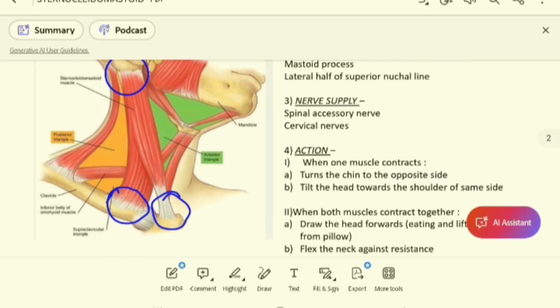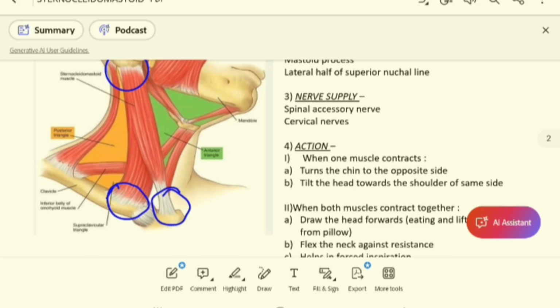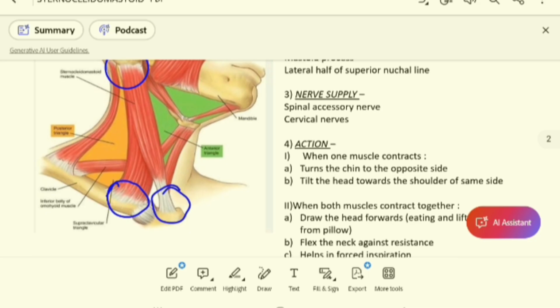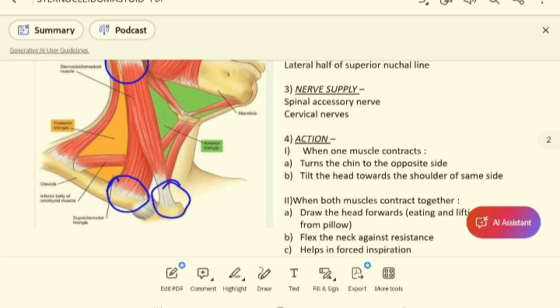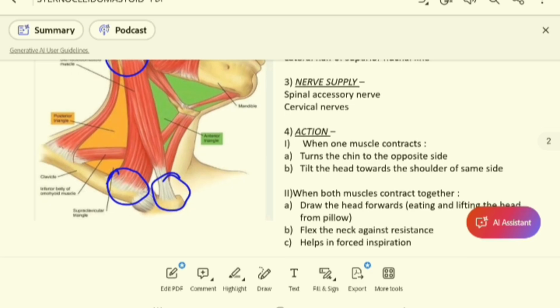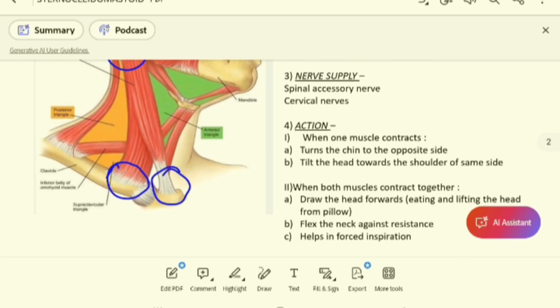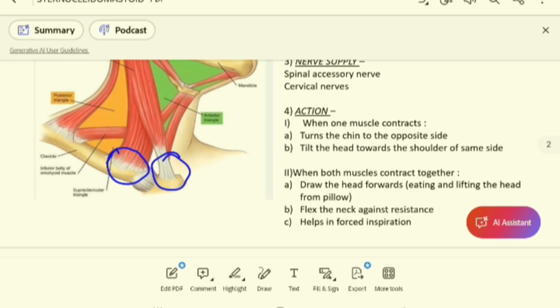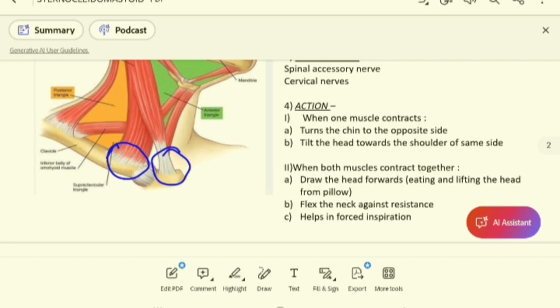Now coming to the nerve supply: spinal accessory nerve and cervical nerves. Spinal accessory nerve is the 11th cranial nerve. Now coming to the action. So now, as you know, when one muscle contracts, that is, one side of the sternocleidomastoid, it is going to turn the chin to the opposite side and tilt the head towards the shoulder of the same side. You can try and do it.